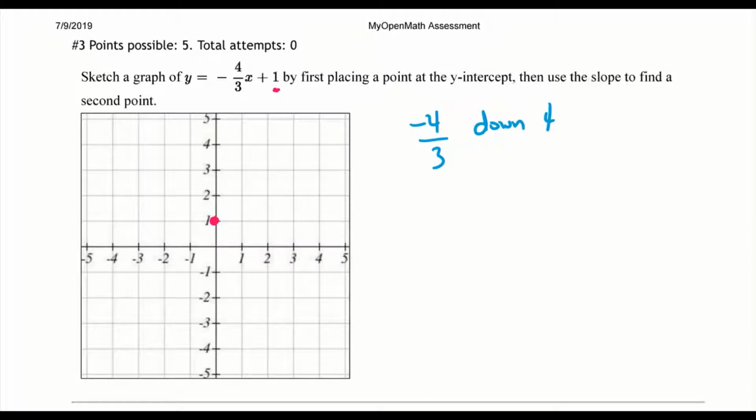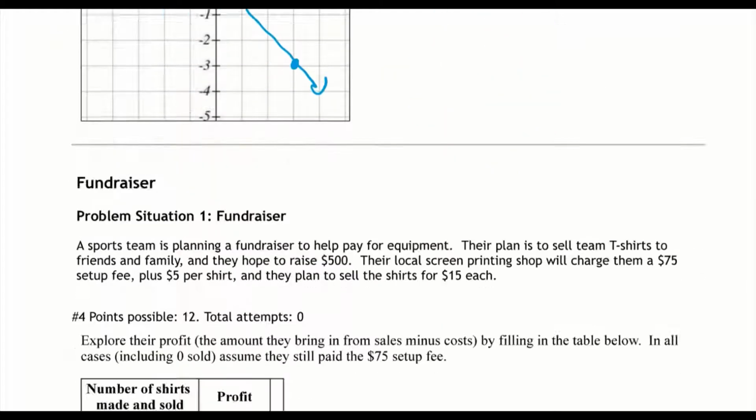And then what I usually try to do is put the negative on top. So I'll go down 4 and then to the right 3. And then I'm going to connect those 2 points. Now the computer might do that for you automatically.